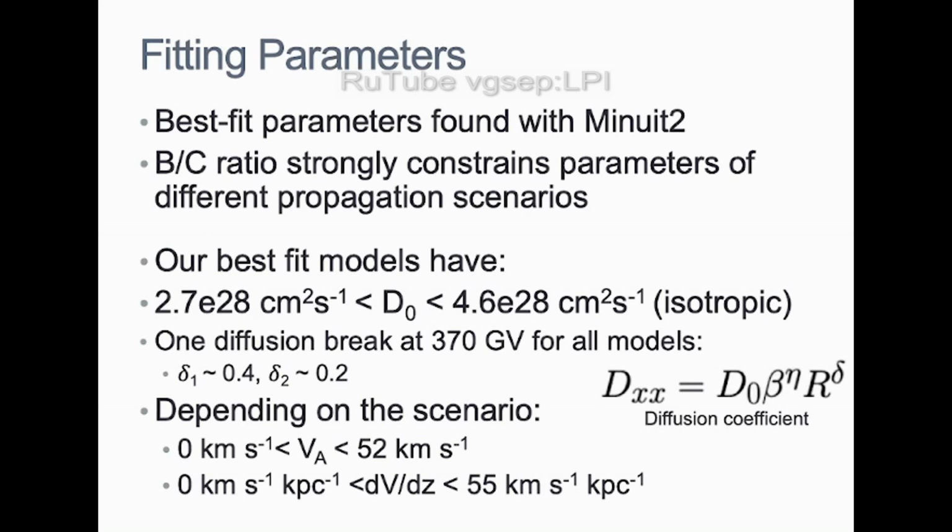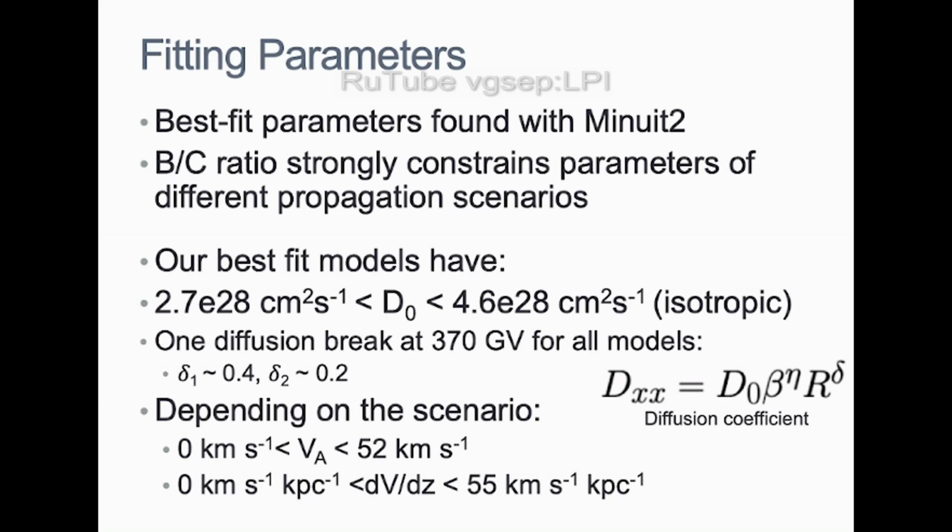In order to fit the propagation parameters for each model, we use the Minuit2 software to find the best fit parameter values, where we compare the model spectra against the data in each of the cosmic ray species. In the fitting, we in particular focus on the boron to carbon ratio. Basically, boron isn't produced as a primary cosmic ray species, and it's instead mostly produced through collisions and interactions of other cosmic rays, especially carbon and to a lesser extent oxygen, with the interstellar matter. So the result of this is that B over C can strongly constrain many of the parameters of different cosmic ray propagation scenarios, especially regarding diffusion.